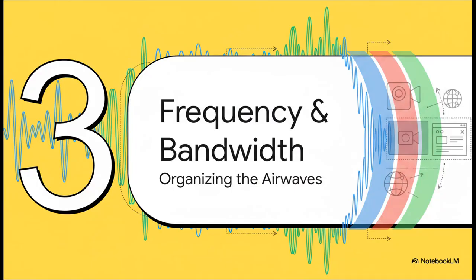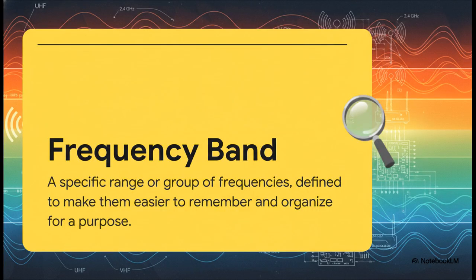Okay, so we've got a handle on frequency. Now let's talk about how we actually use it to organize the airwaves. How do we group these frequencies together to send all the data for something like a video call, or just loading a web page? Well, to keep things from being total chaos, we organize the radio spectrum into what we call frequency bands. A band is really just a specific slice, a defined range of frequencies. So, for example, when your Wi-Fi router says it's using the 2.4 gigahertz band, it means it's operating in a specific chunk of frequencies that regulators have set aside just for that purpose.